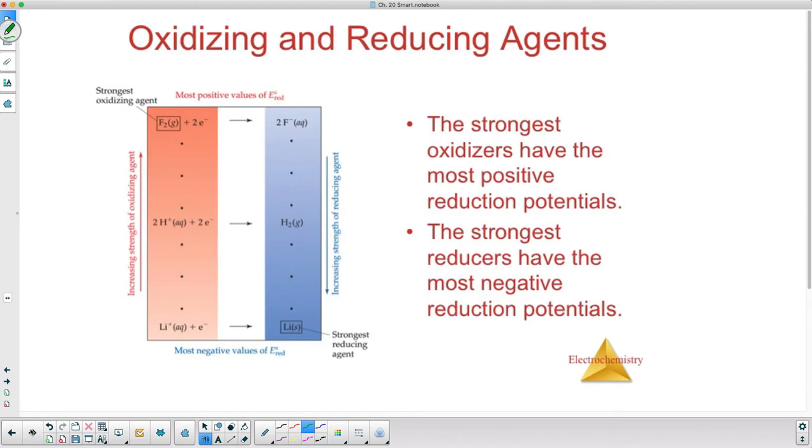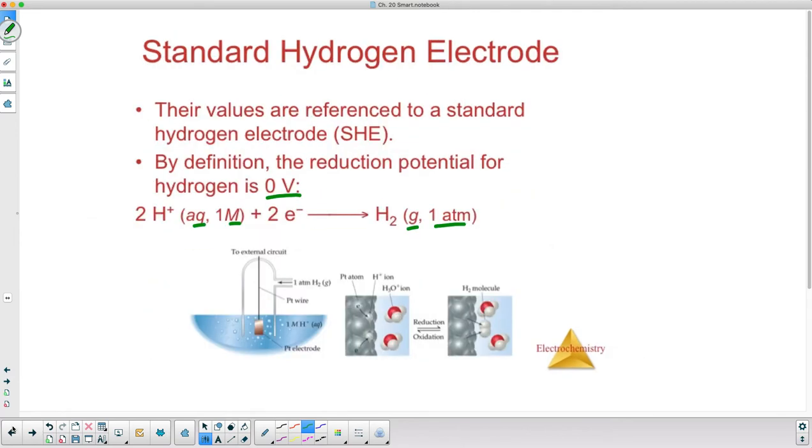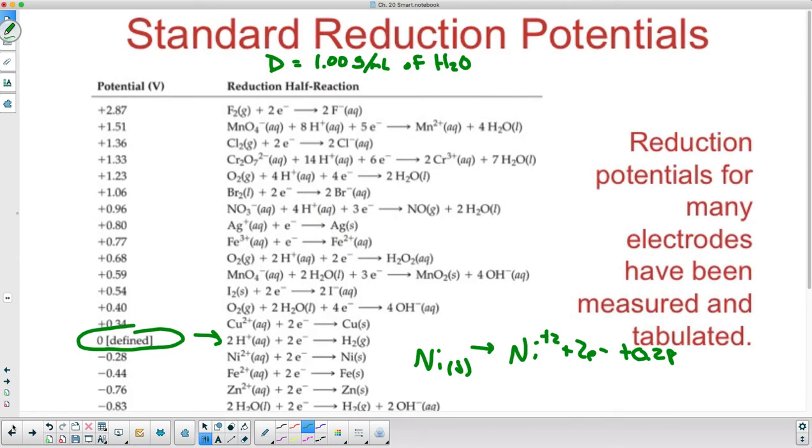Oxidation and reducing agents. The strongest oxidizers have the most positive reduction potentials. Let me say that one more time because this is important. Since everything's listed as a reduction potential, when we go back to this chart, the strongest oxidizers are here at the top, and the strongest reducers are at the bottom with the negative.